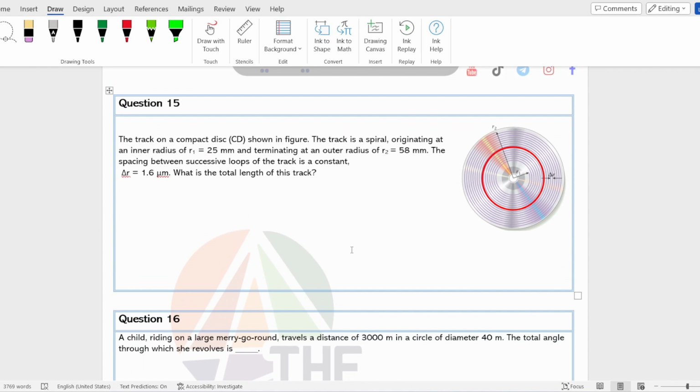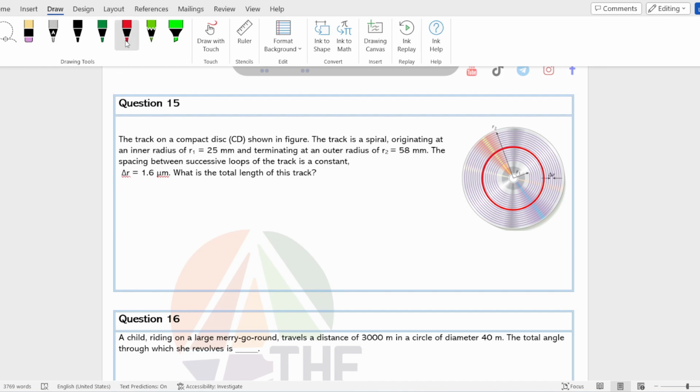بيحكينا في هذا السؤال the track on the compact disc shown in the figure. The track is a spiral originating at an inner radius of R1 equals 25 millimeters and terminating at an outer radius of R2 equals 58 millimeters. The spacing between the successive loops of the track is a constant, delta R equals 1.6 micrometers. What is the total length of this track? طبعا هذا السؤال حليناه مسبقا.